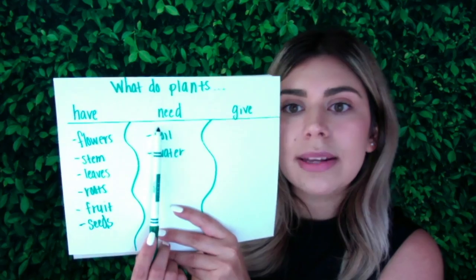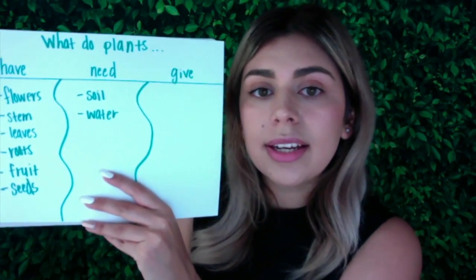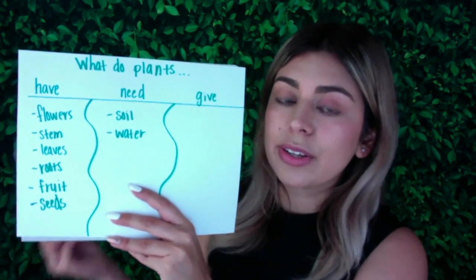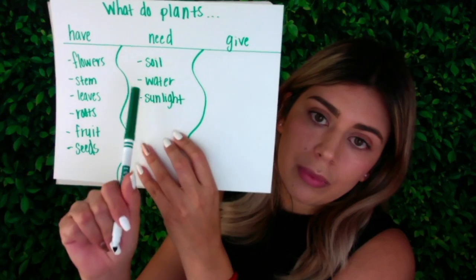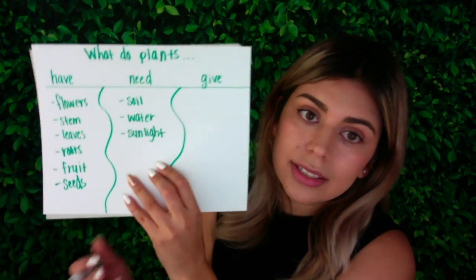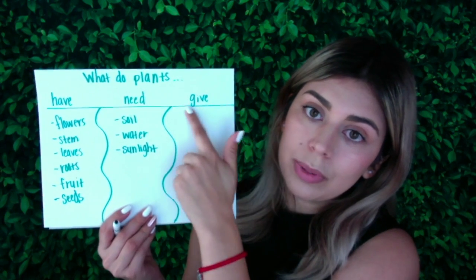All right, so what is something else you think that plants need in order to grow healthy? They need sunlight. Good, just like we do. We need sunlight. Sunlight helps the plant in growing its own food. So it needs soil, water, and sunlight. Now, what do plants give?